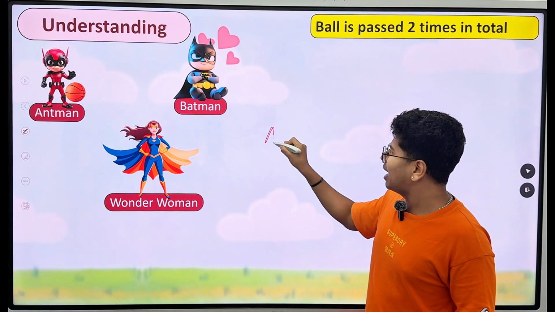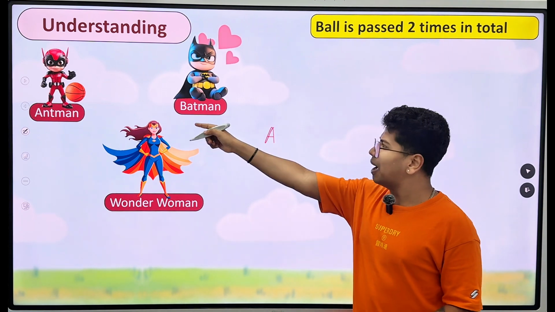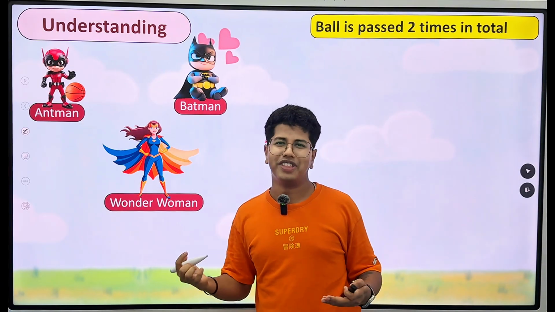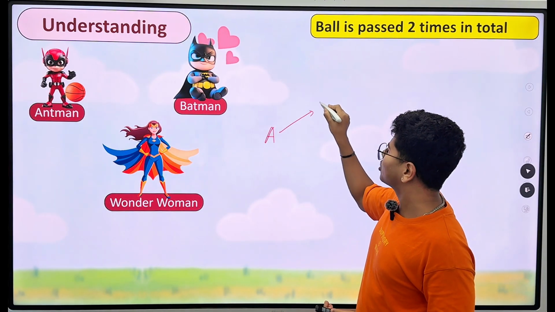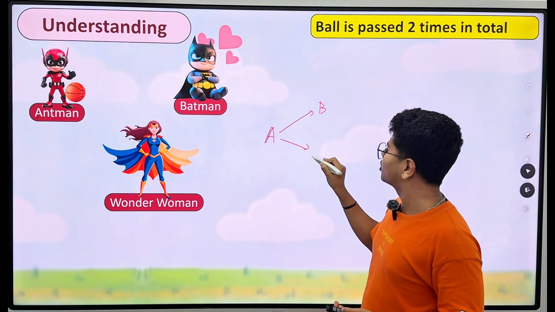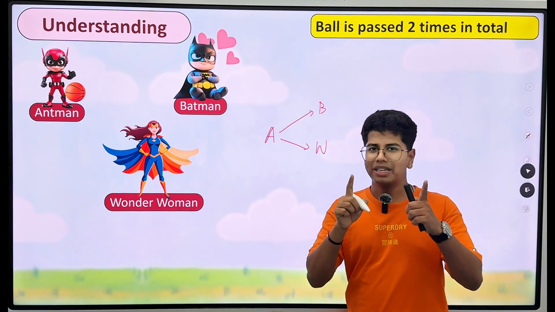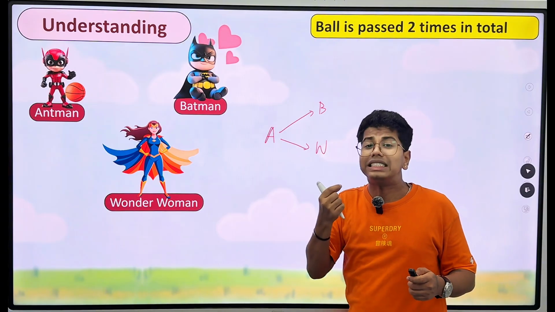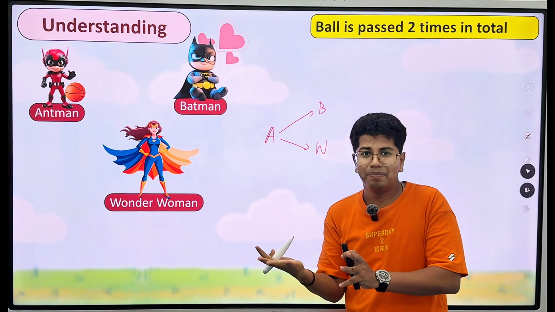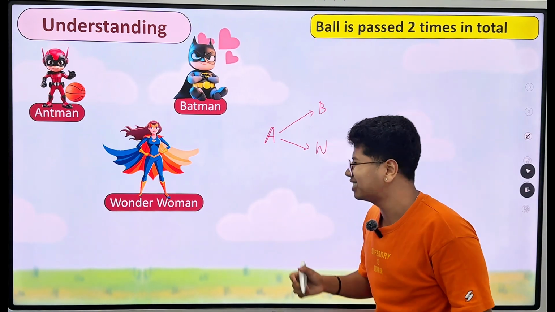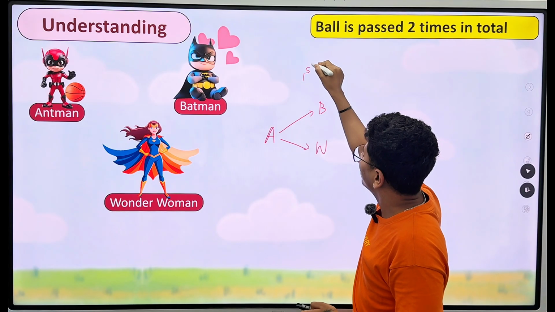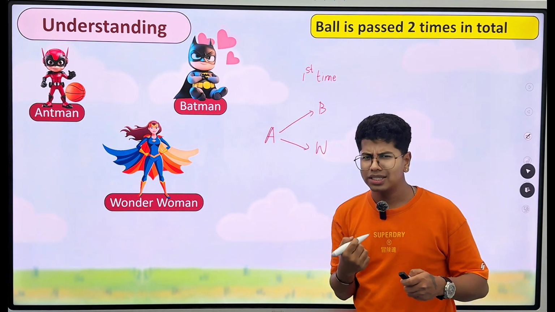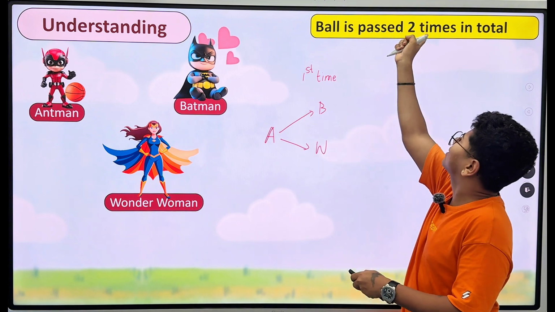So Ant-Man has the ball. Ant-Man can choose to pass to anyone because Ant-Man is friends with both of them. So Ant-Man can pass to Batman, and Ant-Man can pass to Wonder Woman. This is Ant-Man passing to both of them, so which time is this? Perfect, this is just the first time. So here I'll write down first time. Does that mean this is my answer? Of course not, it's asking for the second time.